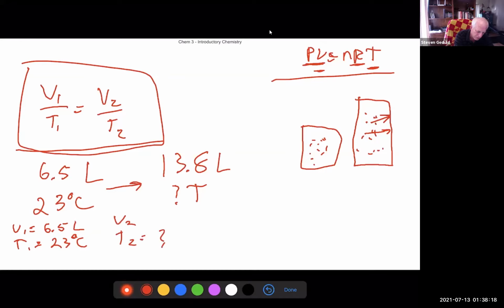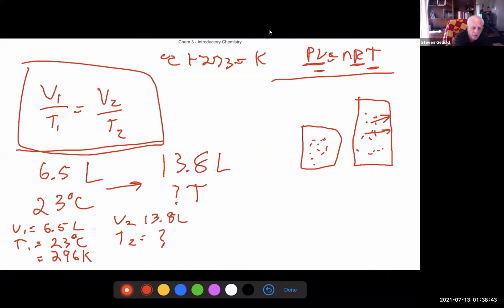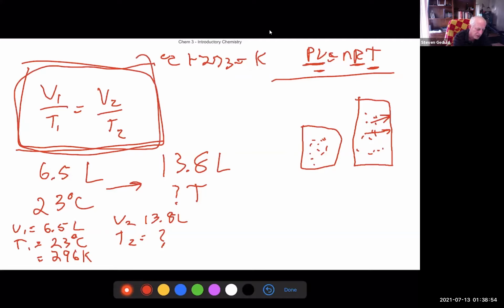And T2 is what we're looking for, and V2 is 13.8 liters. And T1 is, remember, degrees centigrade plus 273 equals Kelvin. So T1 is 273 plus 23, 296 Kelvin. Okay. So we're dealing with gas laws. Everything is recorded in Kelvin. So we go back to our formula, V1 over T1 equals V2 over T2. And we're looking for T2, right?